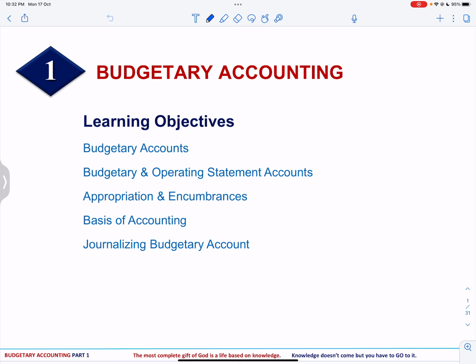We will talk about statement and rules to record budgetary accounts. We are also going to talk about recording estimated revenues and appropriations. Then we will first do a simple illustration on journalizing budgetary transactions, post them in ledger, and prepare closing entries. Finally, we will do a comprehensive illustration on how to journalize and post transactions.